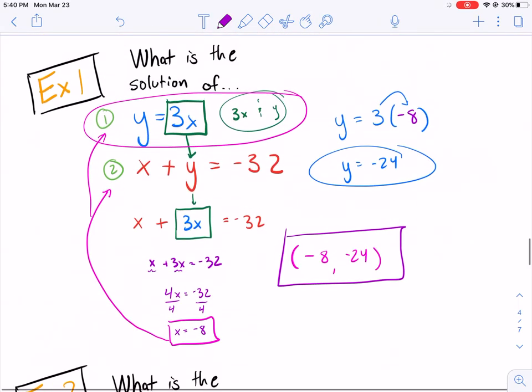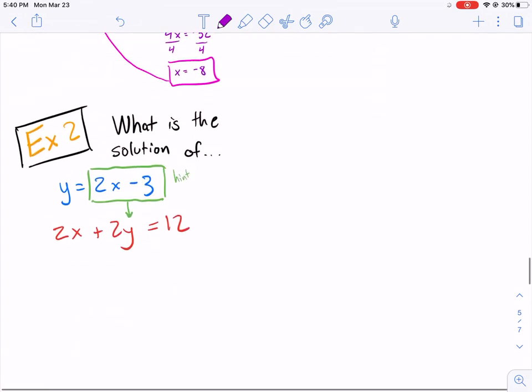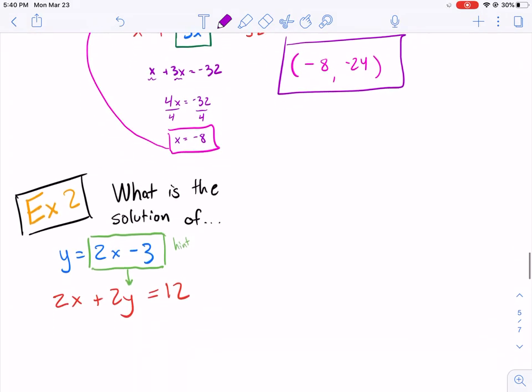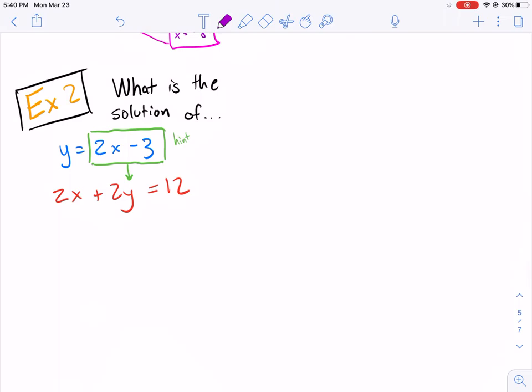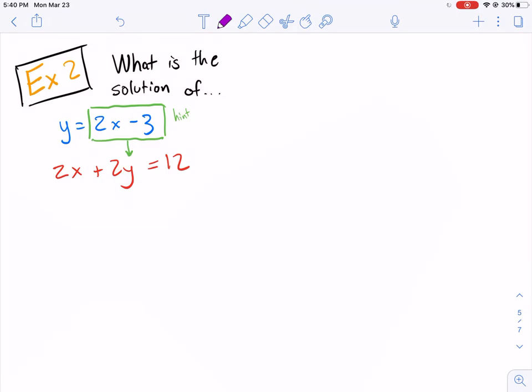So that is example 1. We're going to go ahead and cruise right on to example 2, so please stay with me. This one's a little bit more difficult, but we're going to see that it's not that much more complicated. So example 2, what is the solution of y equals 2x minus 3? And the other equation is 2x plus 2y equals 12, okay?